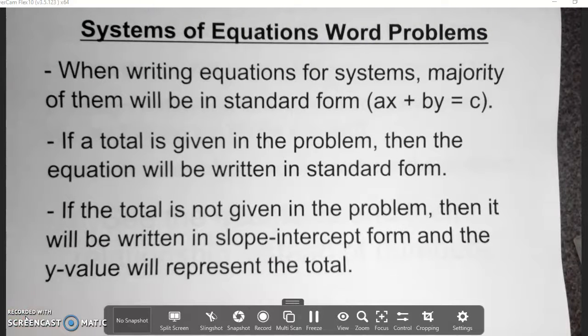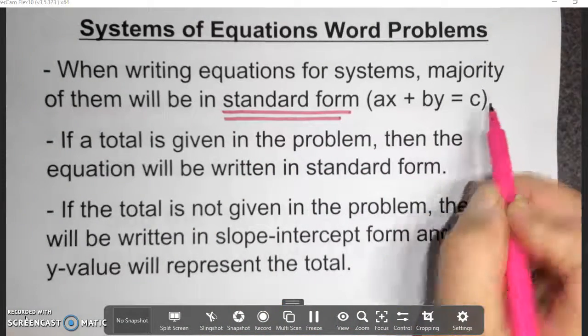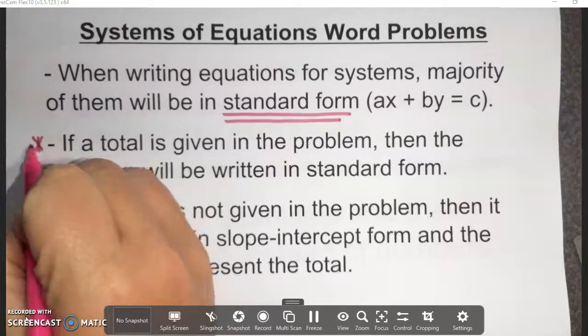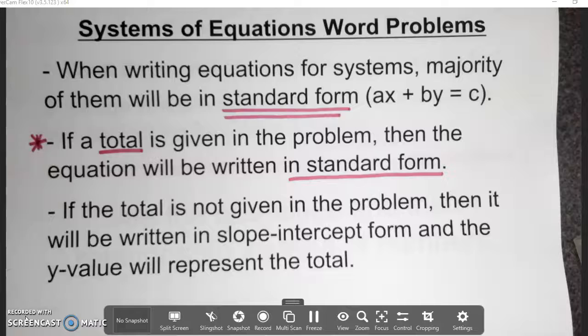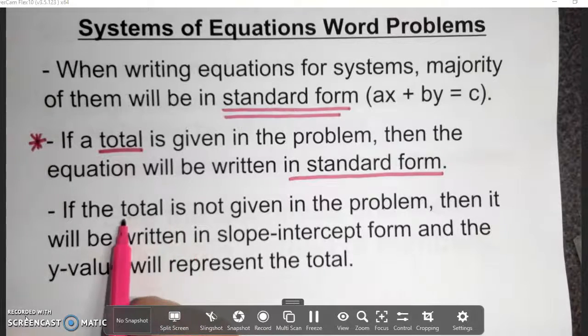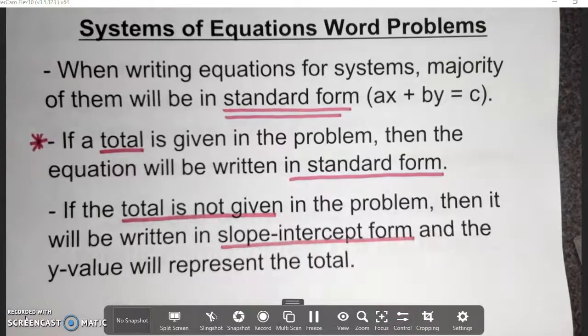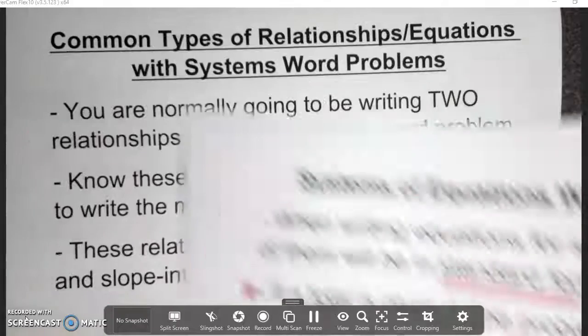When writing equations for systems, the majority of them are going to be in standard form. Again, standard form is ax plus by equals c. If a total is given in the problem, the equation will be written in standard form. So that's a key point to remember for you to be able to go back and reference. If you have a total, it's going to be in standard form. If the total is not given, then it will be written in slope-intercept form, and the y value will be the total. Okay?